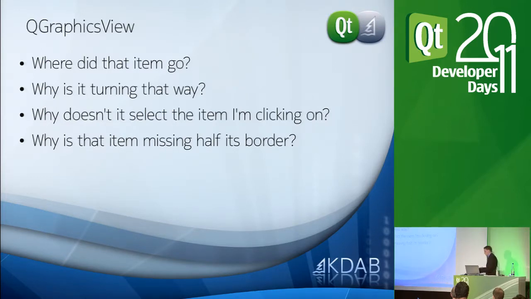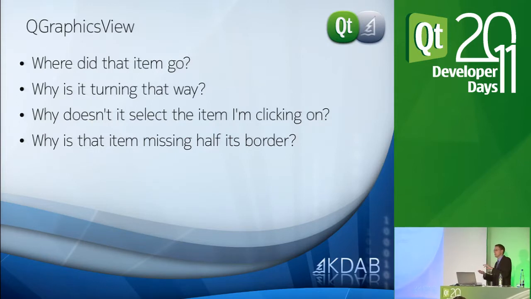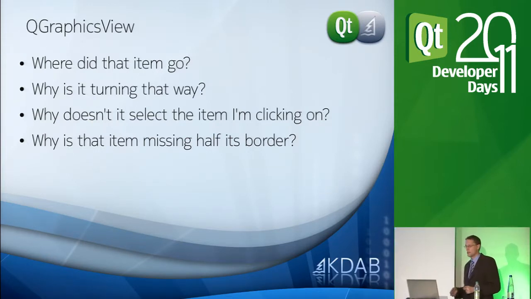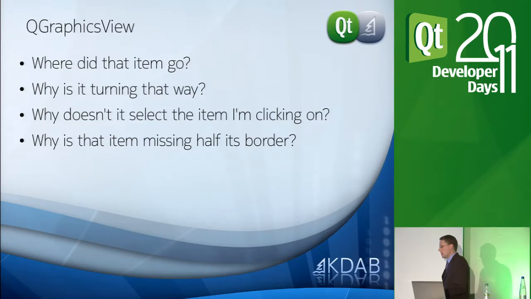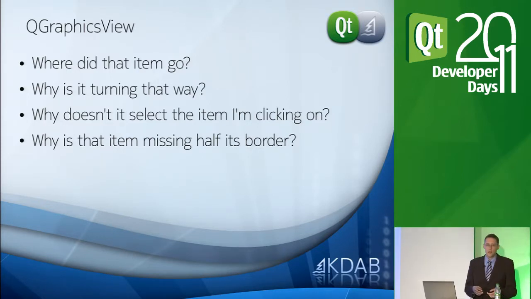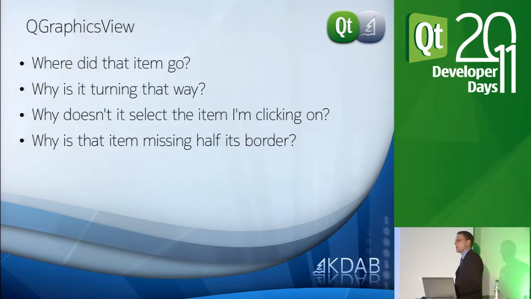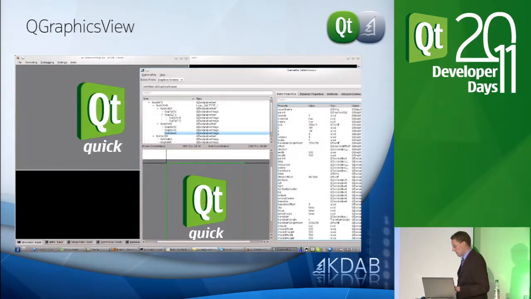Check there. That's another common problem: I draw my custom item, but parts of it are missing, or if I click on it, it's actually not going to my item, or I click on some empty area and it's going to another item than I expected. And usually the reason for that is wrong bounding vectors or wrong shapes. So it's very useful if I can just see what the item reports as bounding vector and shape. And we can do that as well.